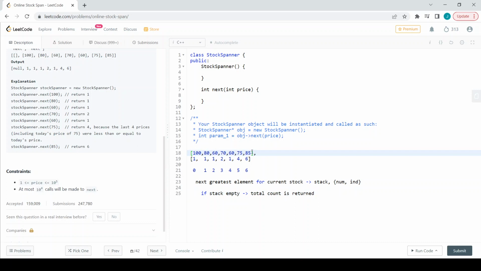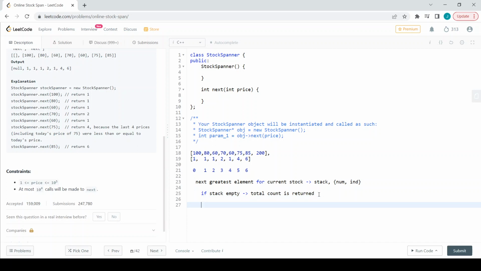I will give another example why it is so. If there is a stock price of 200 here, the price which is less than or equal to 200 is every price before this 200. So obviously the stack will be empty, and we can definitely return the total count. So basically we can use a stack to implement this.